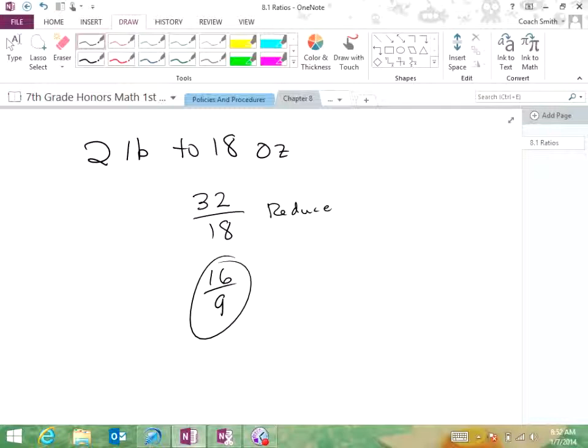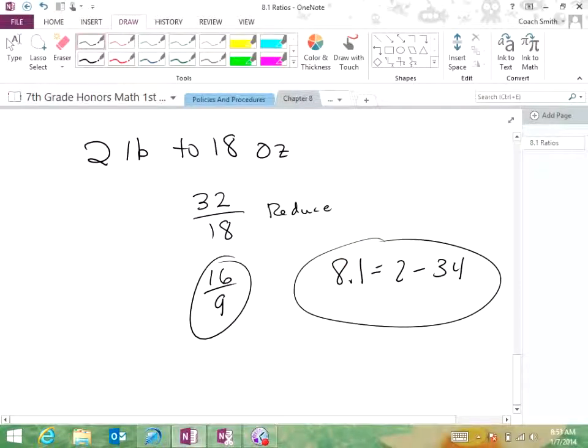Your homework. You have 8.1, 2 through 34. Now, everybody look at number 2. Number 2 says, write the ratio of the first number to the second number in 3 ways. So all you got to do is 1:7, 1 to 7, and 1 over 7. Okay? That's the 3 ways. If it doesn't tell you which way to express it as a fraction.